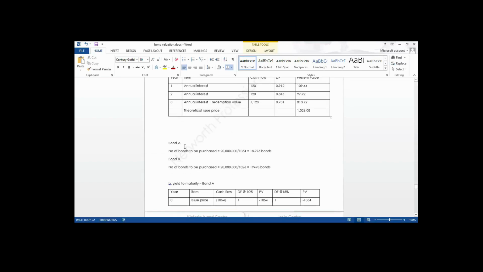Okay, look at the solution here. Number of bond A to be purchased: 20 million divided by 1,054, which is 18,975 bonds. If the company wants to buy bond B, number of bonds to be purchased: 20 million divided by 1,026. The company can buy 19,493 bonds. Please, if there's any area of concern, you can raise it.